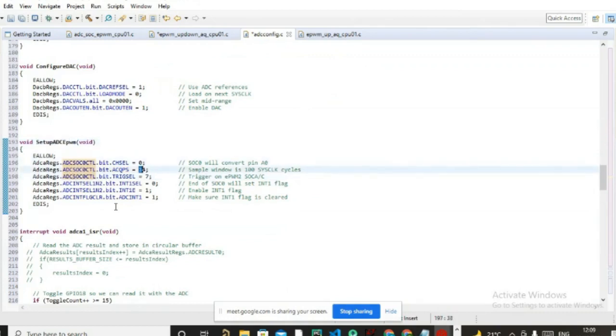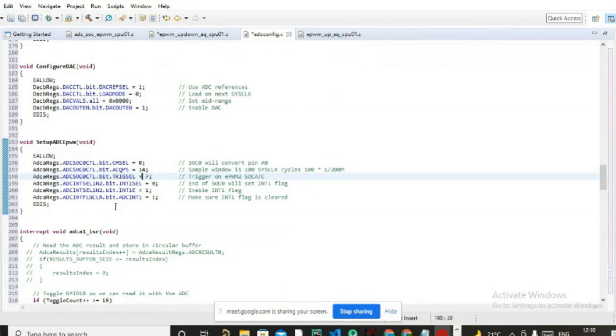This is to select your acquisition prescaler window. So you can see sample window is 100 system clocks. 100 system clocks in the sense 100 into 1 divided by your system clock frequency, which is 200 mega. So this time will be there for the acquisition prescaler window. Okay, it means that if you're putting acquisition prescaler as 14, your sample window will be 100 system clocks. It means 100 into 1 by 200 mega. So this by default is set to 100 system clocks with 14. Okay, so you don't need to change it. That is the minimum time required to charge your sample and hold capacitor that I told you previously.